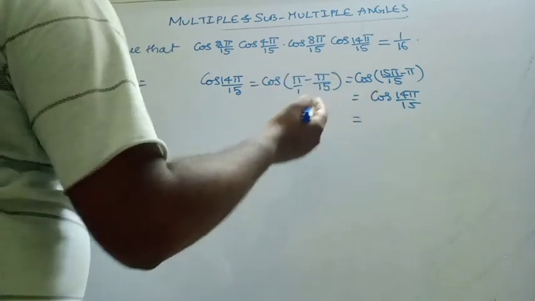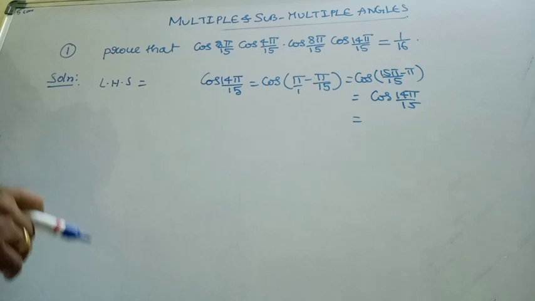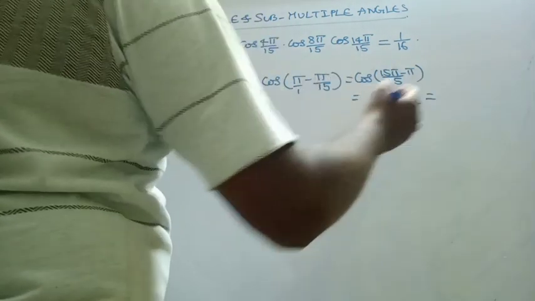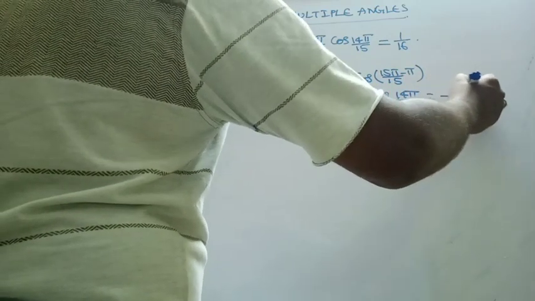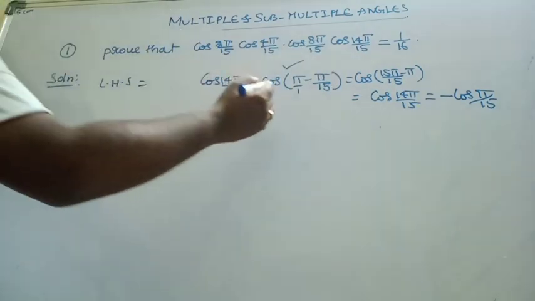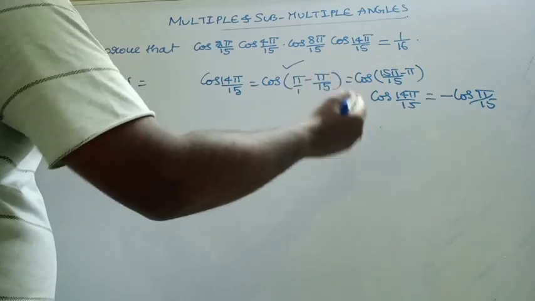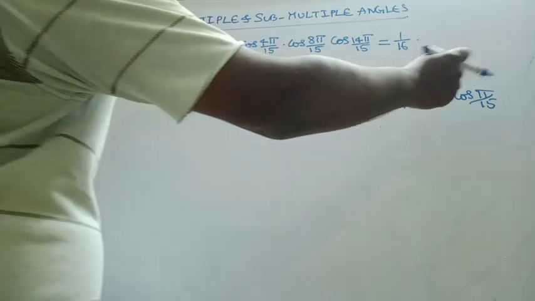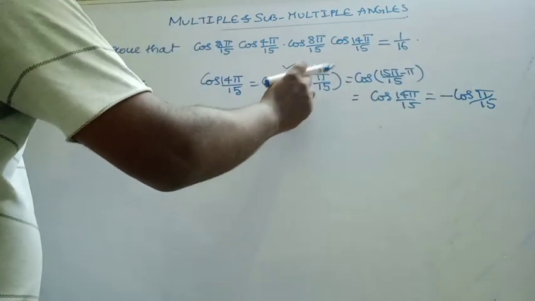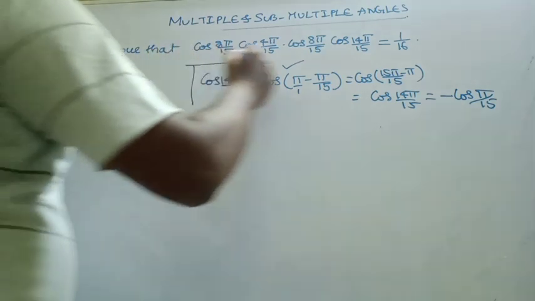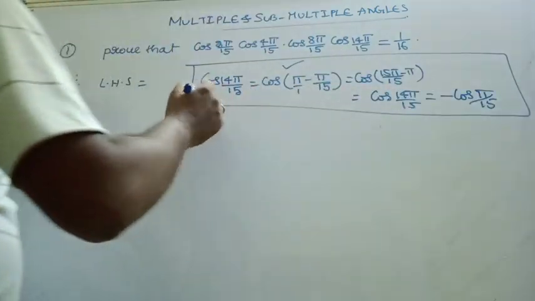Here I am writing cos 14π/15 as cos(π minus θ), that is minus cos θ, that is minus cos π/15. We can write cos 14π/15 as cos(15π/15 minus π/15), that is minus cos π/15. Why? Because cos(180 minus θ) is minus cos θ. This is how we have written cos 14π/15.